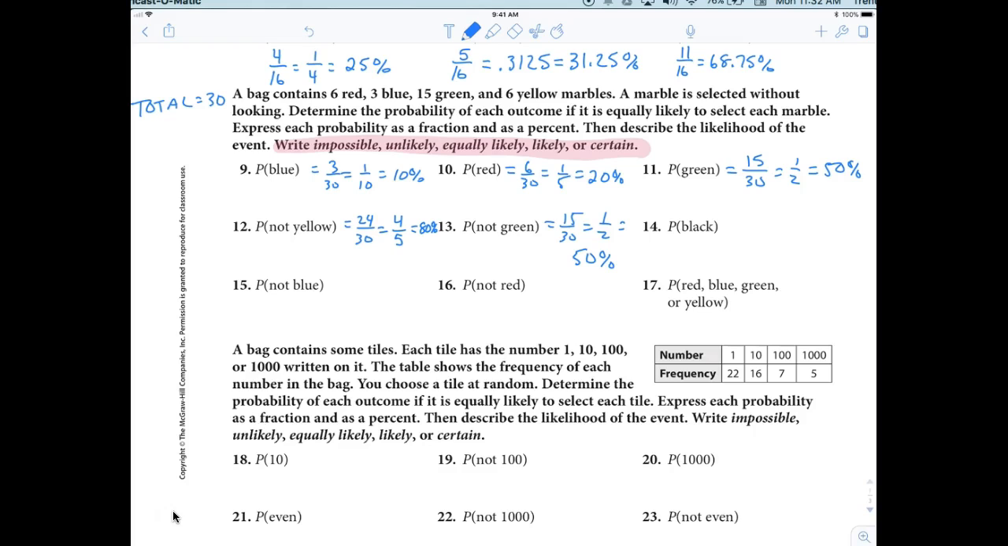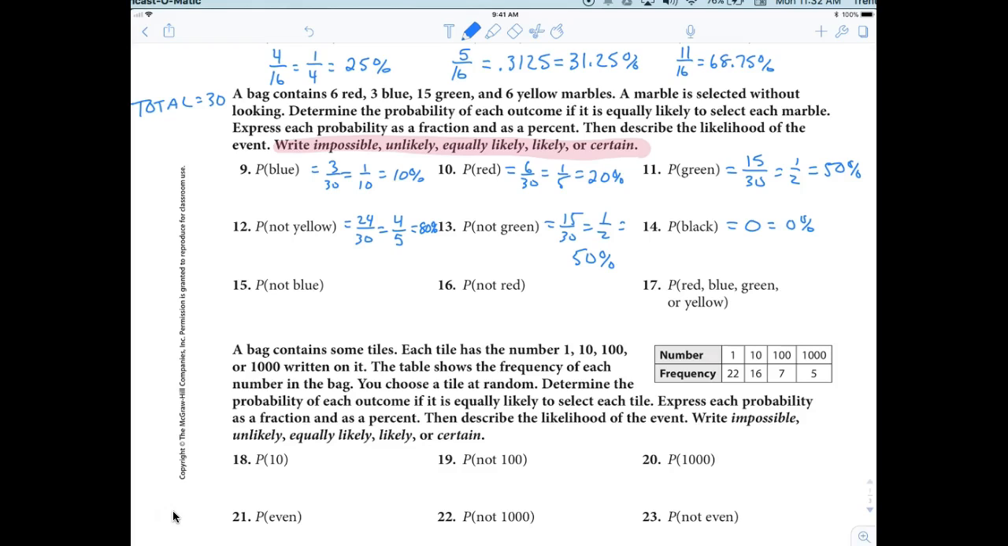There are no black marbles. So it would be 0. Probably getting black would be 0, which is the same as 0%. Are we okay with that? Vivian, what do you think?